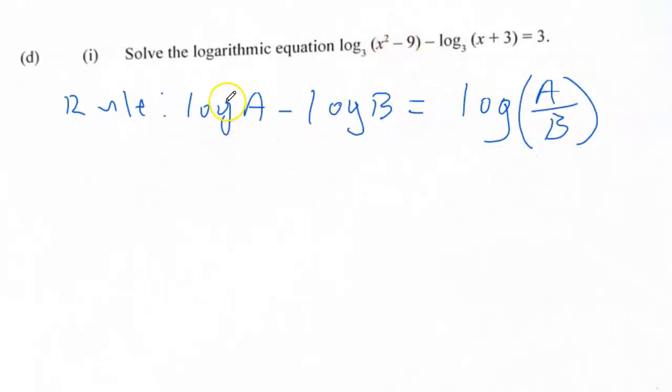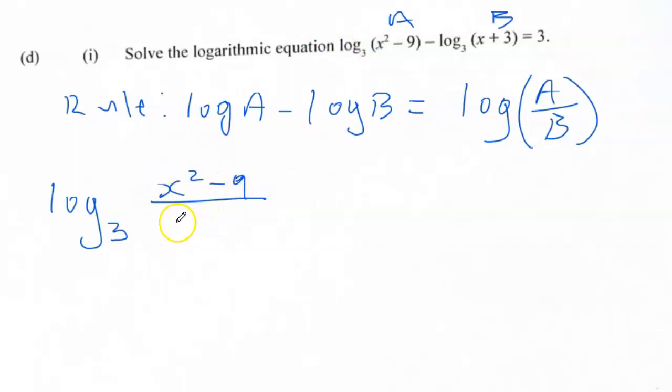And by the way, very important with this rule, we're assuming they have the same base, which is the case here. Both of them have base 3. So we can look at this as the A and look at the x plus 3 as a B. So we can combine them. This is log, of course, base 3, and x squared, the first bracket, in the numerator, and what's in the second bracket in the denominator, equal to 3.